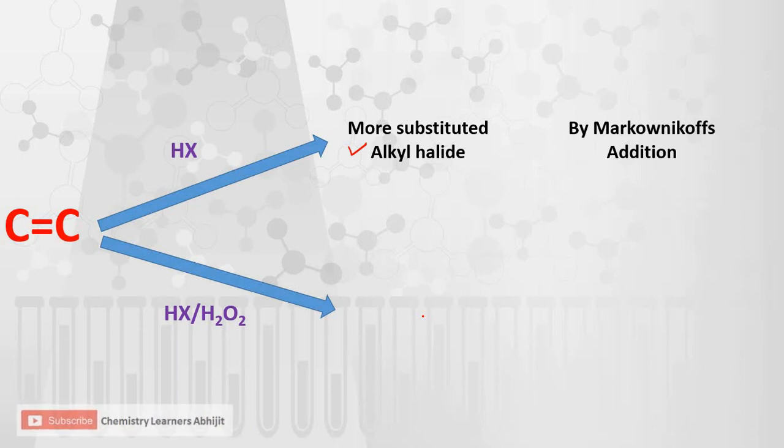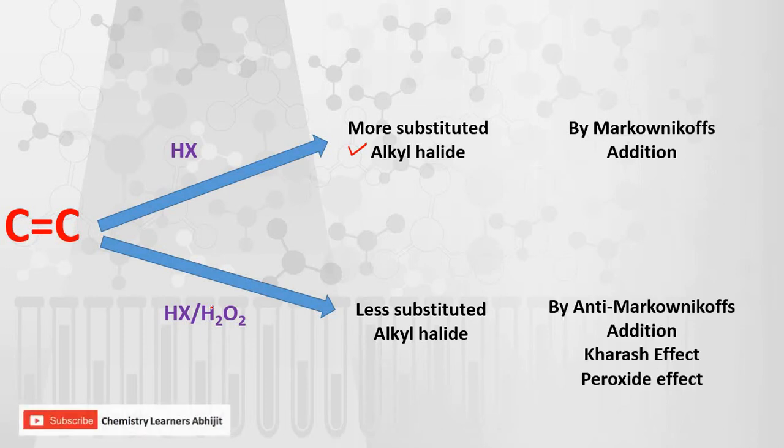And the other one is HX/H2O2, that is, hydrogen peroxide. This reaction produces the less substituted alkyl halide, and this addition takes place according to anti-Markovnikov's addition. This effect is also called the Kharash effect, or the peroxide effect. So there are three names for this: anti-Markovnikov's addition, Kharash effect, or peroxide effect.